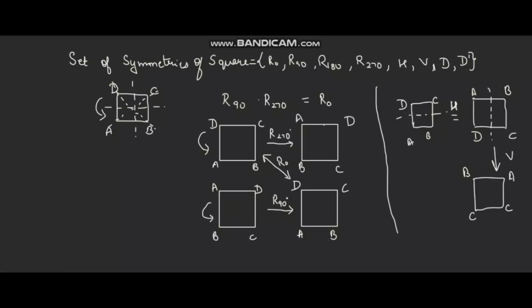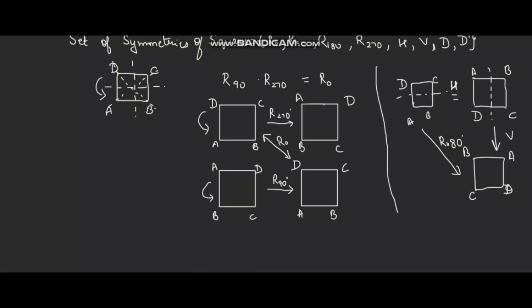If you rotate this figure ABCD by 180 degrees, you will get the same orientation. So combining any two operations of this set, we are getting an element of this set only. Also, by combining any element of this set with R0, that is a rotation of 0 degrees, we get the same element. If you combine R90 with R0, you get R90 only. If you combine H with R0, you get H only. So combining any element with R0 gives us the same element.